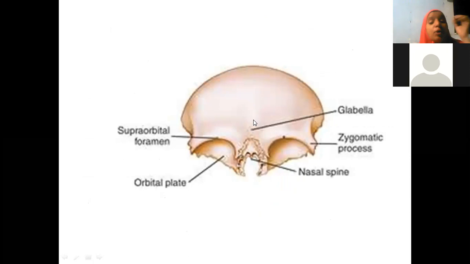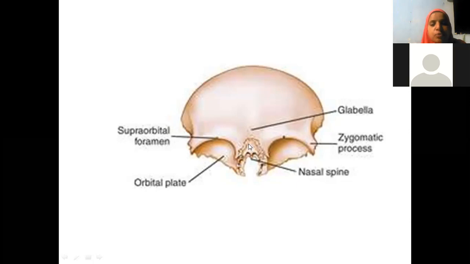Interfrontal suture, metopic suture. Oh right, metopic, of course. Fetal... it is present. If at all it is there, okay. This is the glabella. So these are the roofs of the orbit, which are contributed by the orbital plate of the frontal bone.